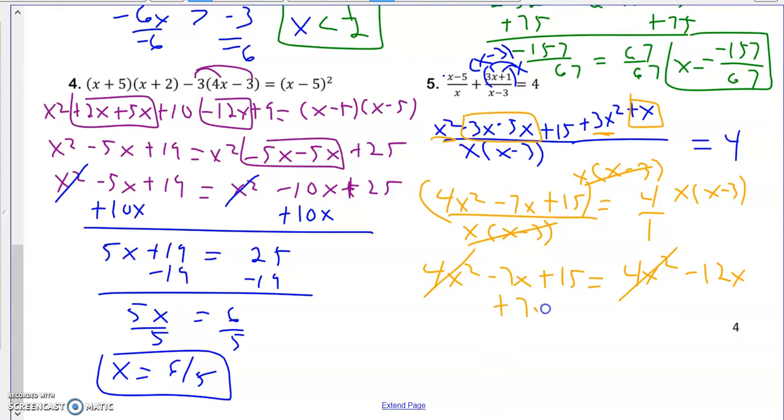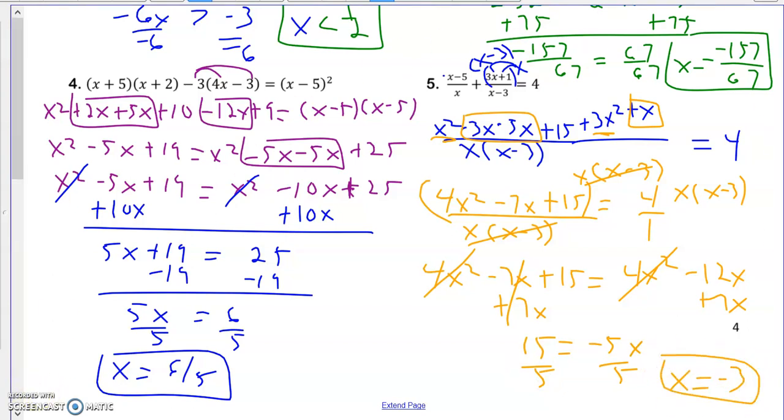So we're going to add 7x to both sides. And these cancel out. You get 15. 12 minus 7 is a negative 5. X, divide by 5. And I'm going to get x equals negative 3. Now the final problem. Let's take a look at that one.